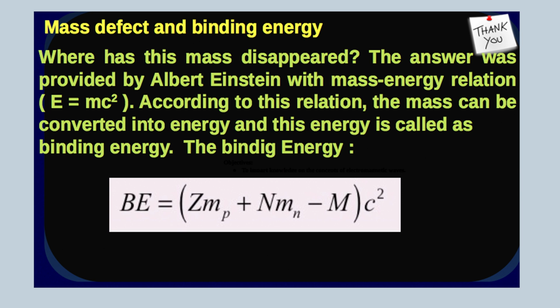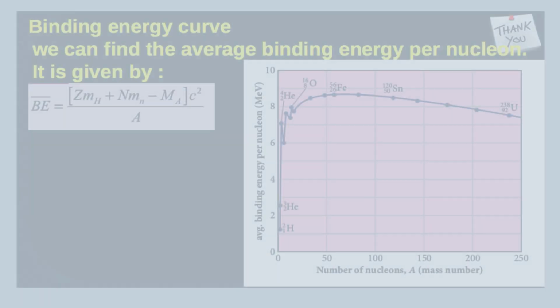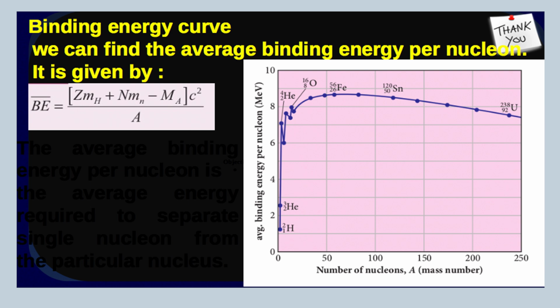multiplied by c square. C is the speed of light, that is 3 into 10 to the power 8 meter per second. Anywhere we want to calculate binding energy, we can use this formula, and it is applicable for all nuclei. We have one binding energy curve, and in this curve the binding energy is expressed as binding energy per nucleon. Per nucleon means per total number of protons and neutrons.